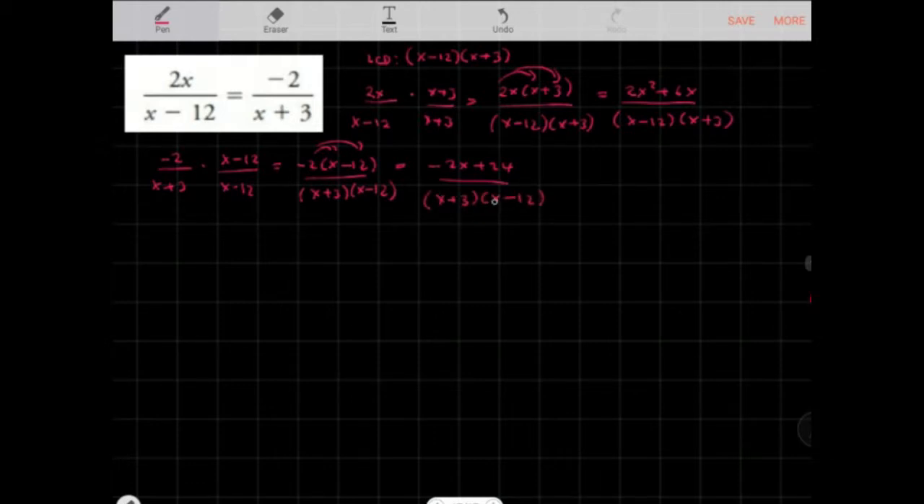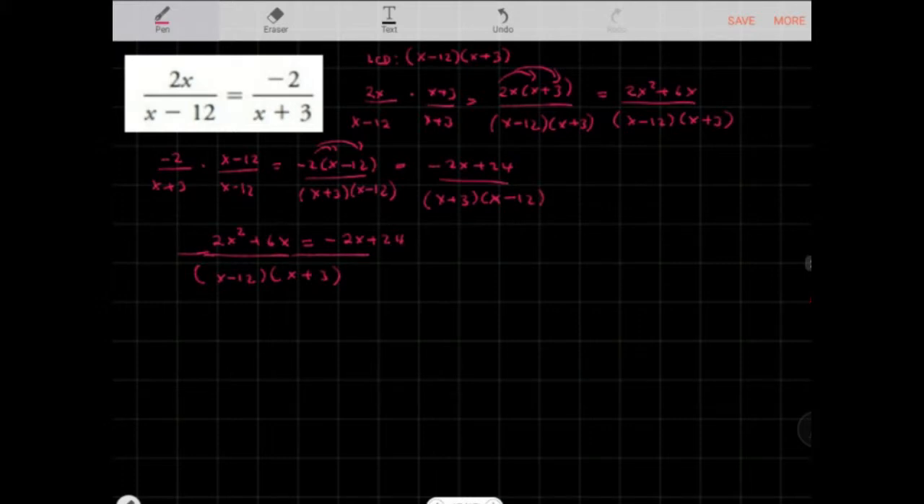Now I'm going to plug this back into the equation. So we get 2x squared plus 6x over x minus 12 times x plus 3. And because this is the same denominator, I'm going to just make it one full denominator, right? It's a common denominator for the two. And you get this is equal to negative 2x plus 24.